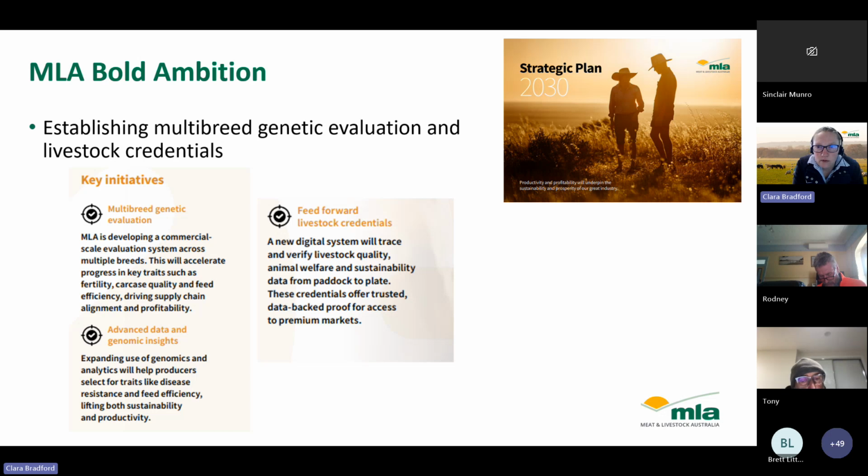So we're really interested in driving genetic progress by investing in tools that support better breeding decisions, and that includes the use of genomic tools, which are underpinned by the use of reference populations. So we need to ensure that the models that we build moving forward also help support and underpin the use of establishing multi-breed genetic evaluations.